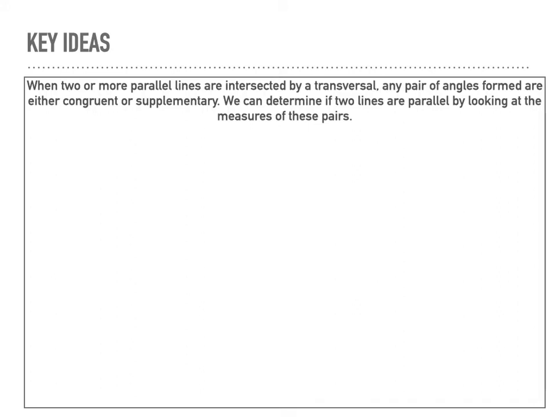When two or more parallel lines are being intersected by a transversal, any pairs of angles formed are either congruent or supplementary. And we can determine if these two lines are parallel by actually looking at the measures of these pairs. But since we're just focusing on the basics of transversals and trying to understand the angles that are formed in transversals, we're not going to dive deep into parallel lines at all.